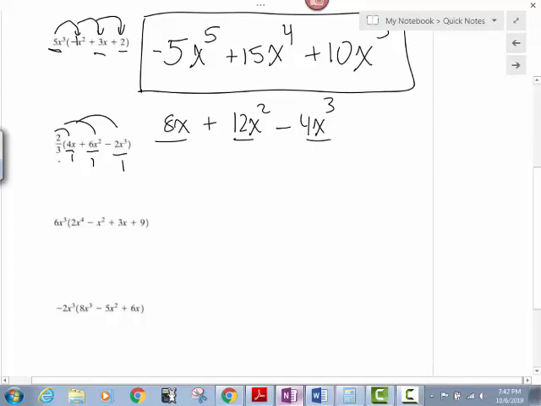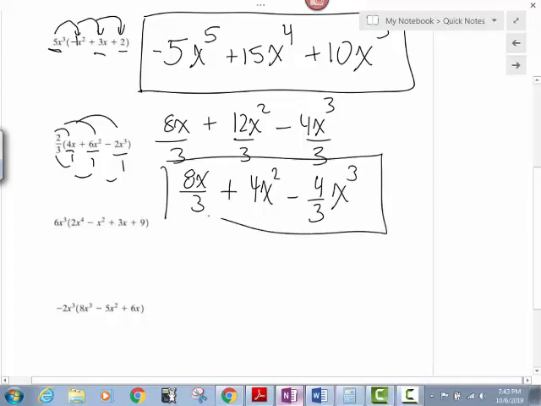Now I'm going to take my bottom number, multiply them all by 3, and then we will simplify anything we can. So 3 does not go into 8, so I'm going to leave that alone, 8x over 3. But 3 does go into 12, 4 times, so that's a 4x squared. 3 does not go into 4, so I'm going to leave that one alone, minus 4x to the third. Again, none of these are like terms, so I'll leave my answer as it is. Okie dokie.